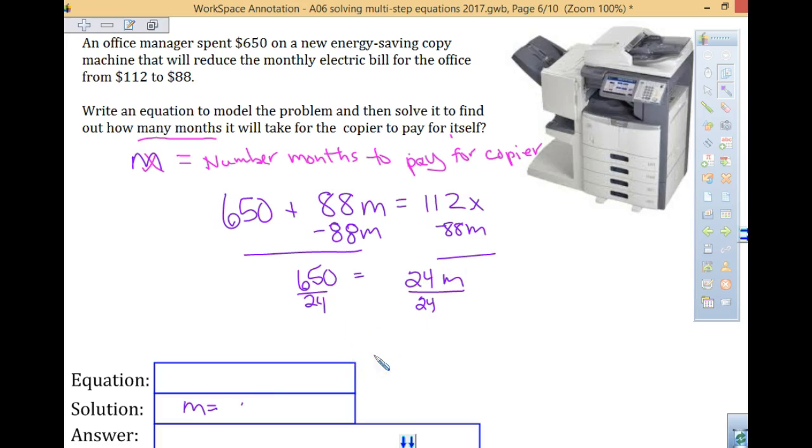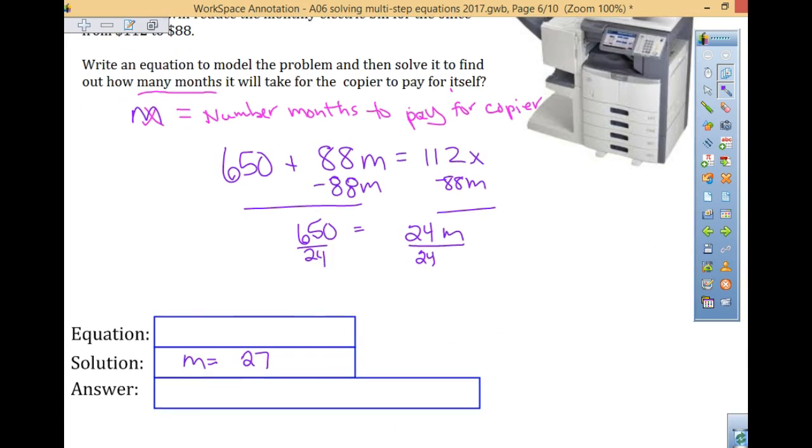So M is equal to 27. So a little over how many years? A little over 2 years, right? So the answer is the number of months to pay for the copier. The copier will be paid for.